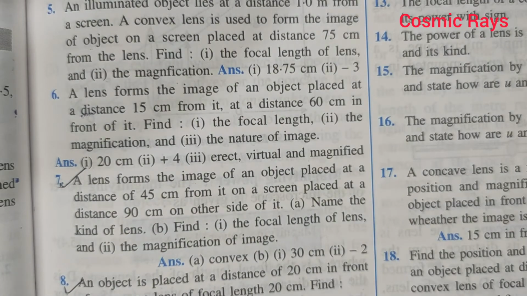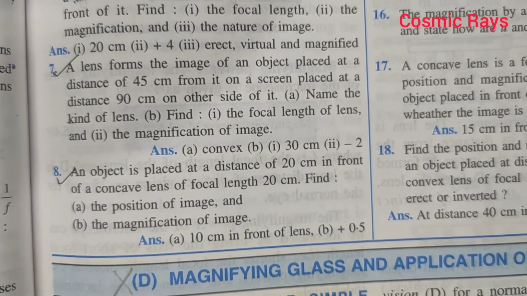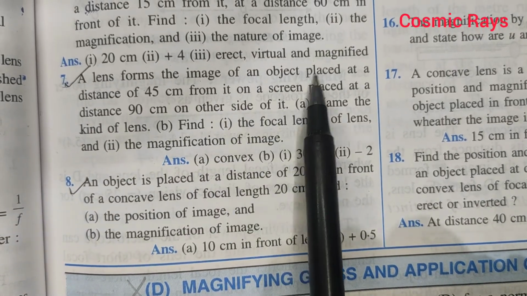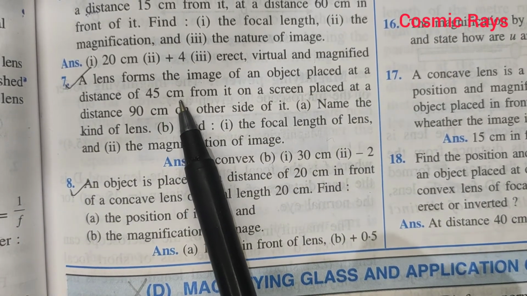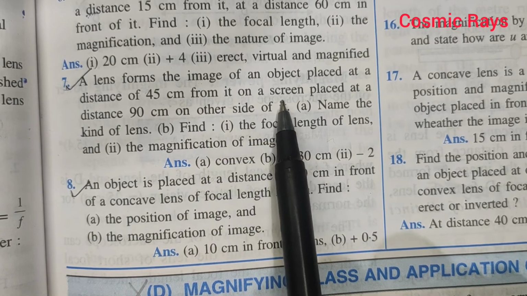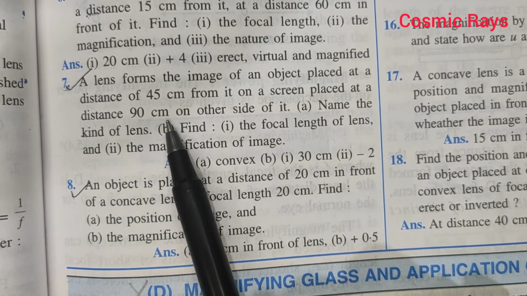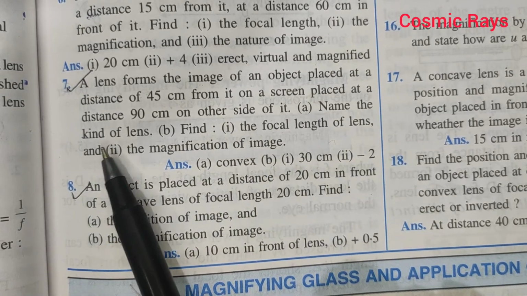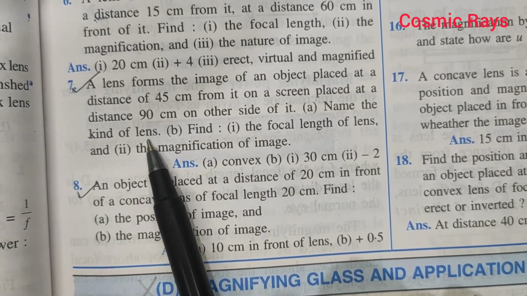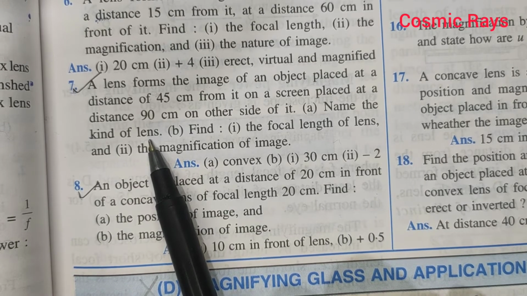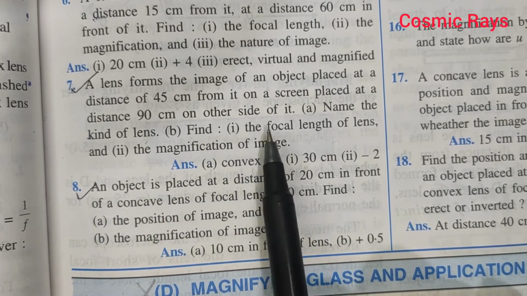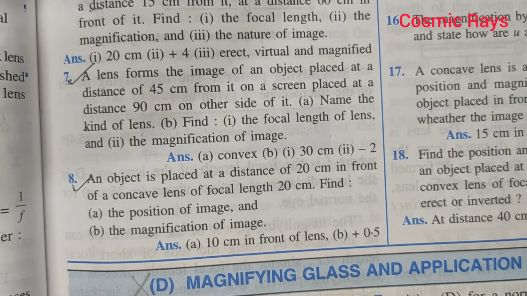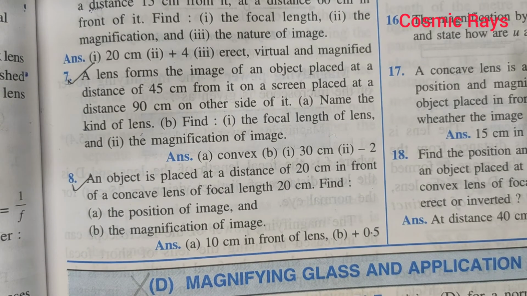Now let's take a look at question number 7. It says a lens forms the image of an object placed at a distance of 45 centimeter from it on a screen placed at a distance of 90 centimeter on the other side of it. Name the kind of lens. So the lens is going to be convex only. Find the focal length of the lens and the magnification of the image that will be produced.